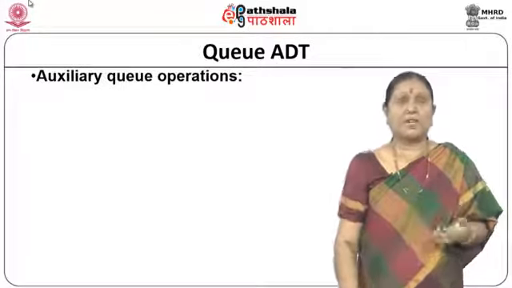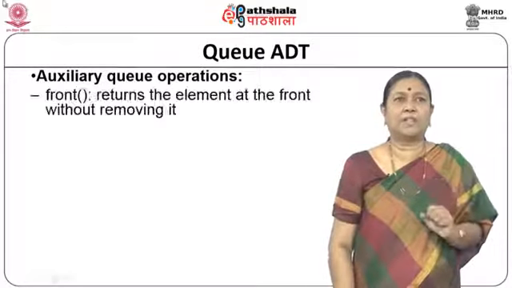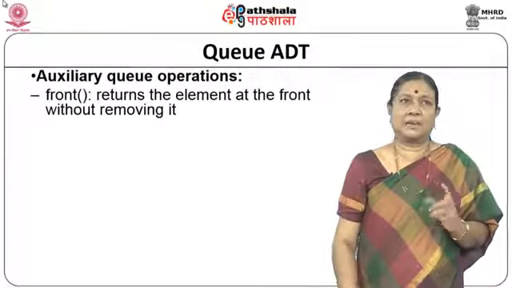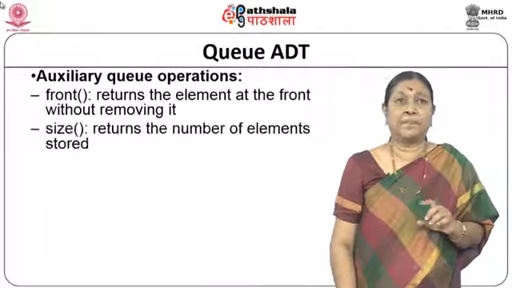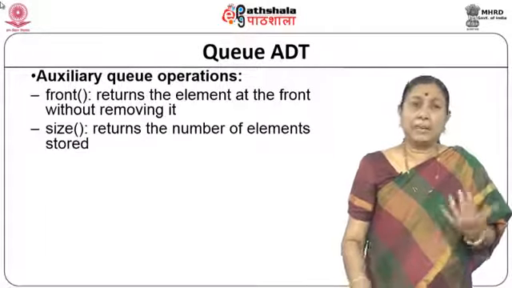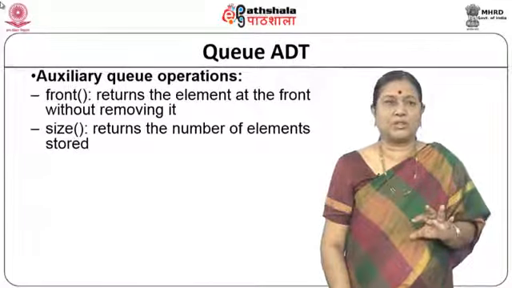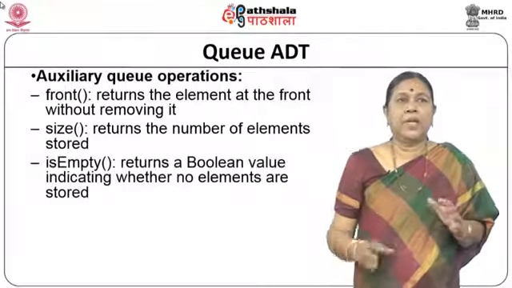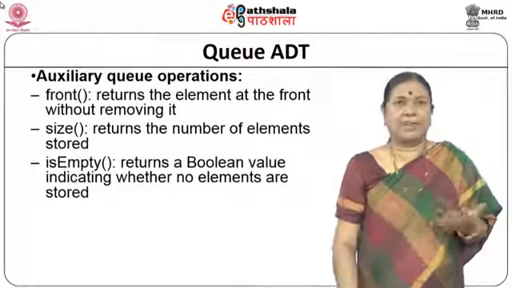Now, there are some auxiliary queue operations. What are the auxiliary queue operations? Front returns the element at the front without removing it, which you have already seen. Size can give the number of elements that have been stored in the queue. This is also possible. Then is empty returns a Boolean, which you have already seen.